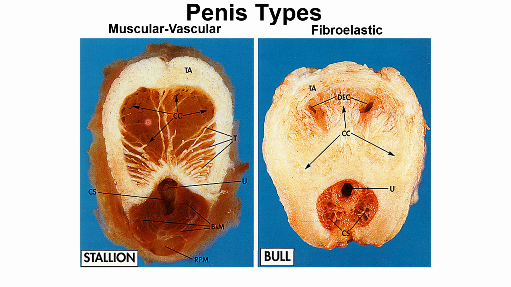Then it becomes engorged with blood during erection, and the penis extends in length and in width for the muscular vascular type. Comparing that with the fibroelastic type, the fibroelastic type does not change much in diameter. It just elongates, but not much in diameter, during erection.